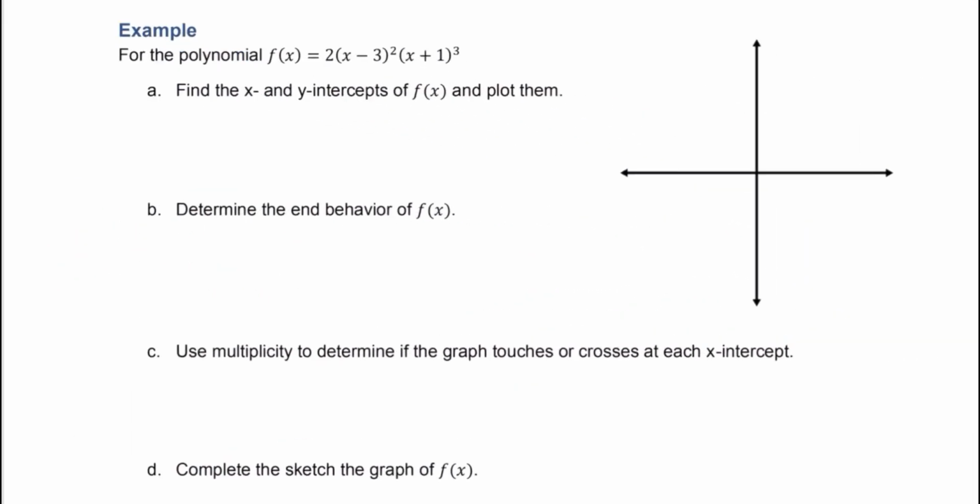In this example, we'll start by finding the x-intercepts. To do that, we set y equal to 0. From here, we set each individual factor equal to 0. Notice that the first factor is just a 2. It doesn't have an x beside it. So there's no need to set 2 equal to 0. Just the other factors. x minus 3 equals 0. And x plus 1 equals 0. That gives us an x-intercept of 3 and an x-intercept of -1.